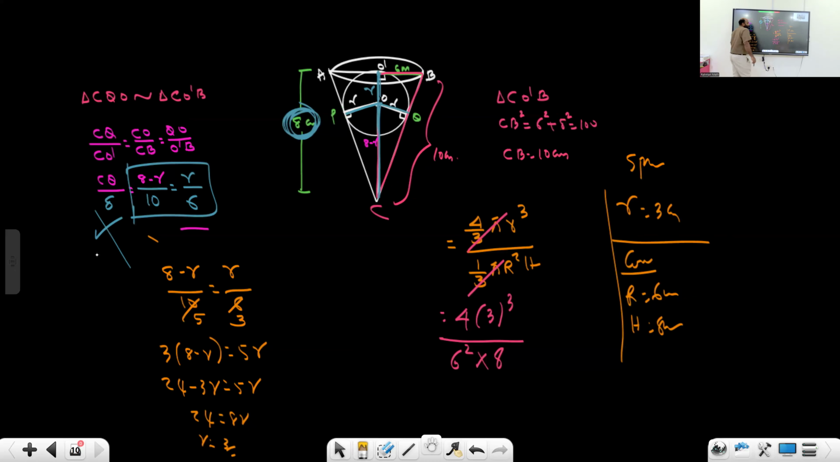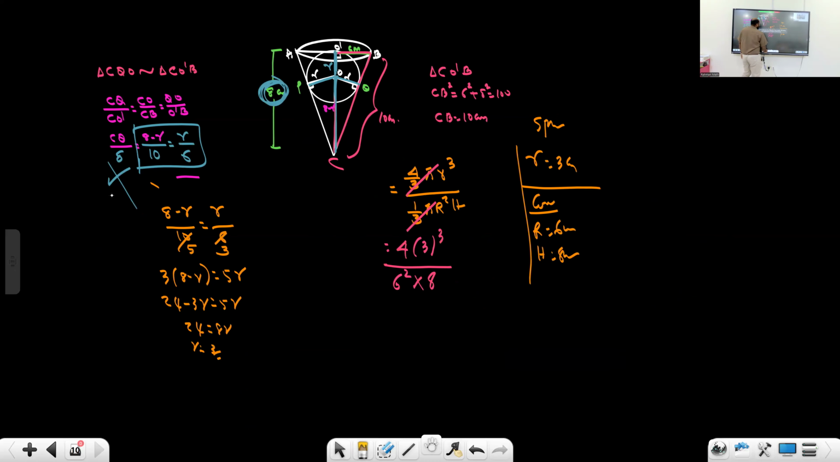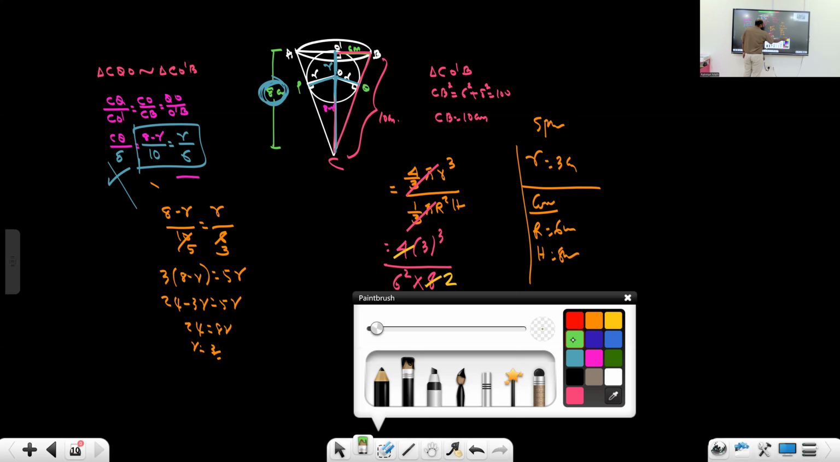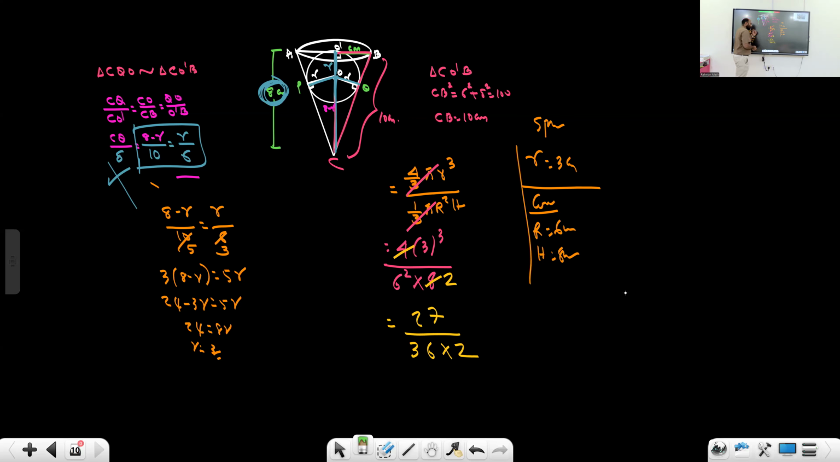Anybody got the answer? 3 by 8, something like that? 8 and 4, 2. 27 by 36 into 2. Actually, you can write 3 into 3 into 3 like that. We can cut by 9. 3 nines are 27, 4 nines are 36. What is the answer? 3 by 8 is the answer. In the calculation, you can write 3 cube as 3 into 3 into 3, and 6 square as 6 into 6, like that.